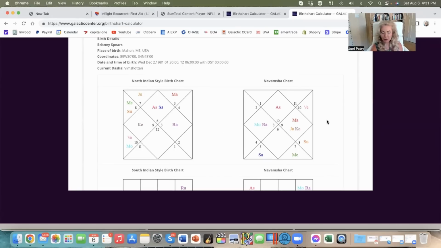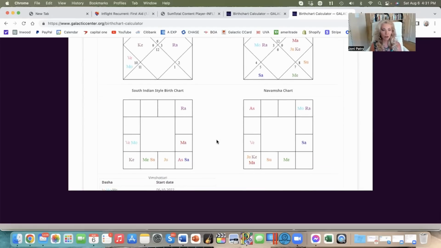Now, this is the Navamsha. It's a divisional chart of the birth chart. We're not going to worry with that now. We'll worry about that in another class. But let's now go to the South Indian style birth chart.